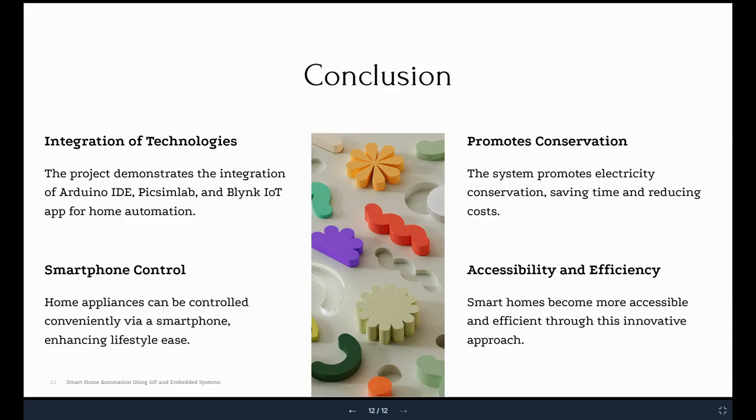And for smartphone control, it includes home appliances can be controlled conveniently via smartphone, enhancing lifestyle ease. And for promotes conservation, it includes the system promotes electricity conservation, saving time and reducing cost. And moving on to accessibility and efficiency, smart homes become more accessible and efficient through this innovative approach.